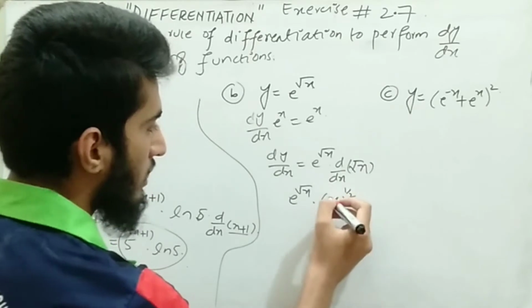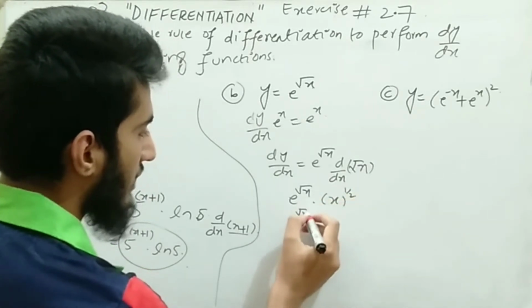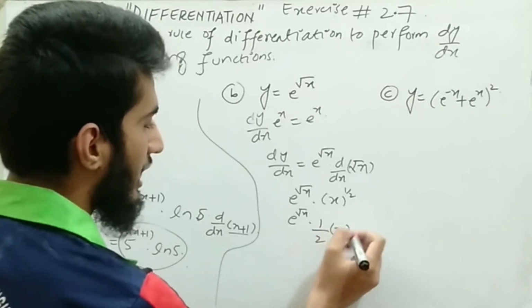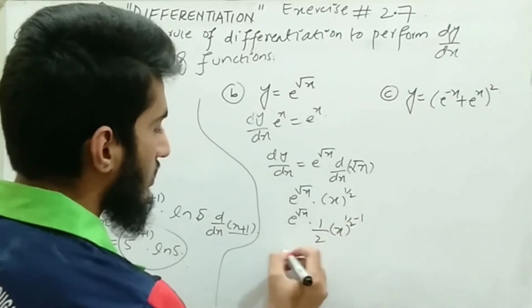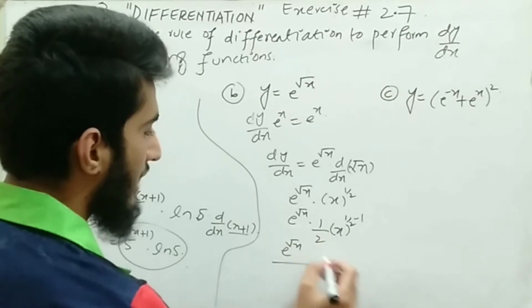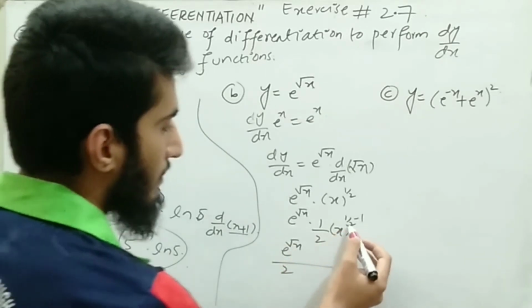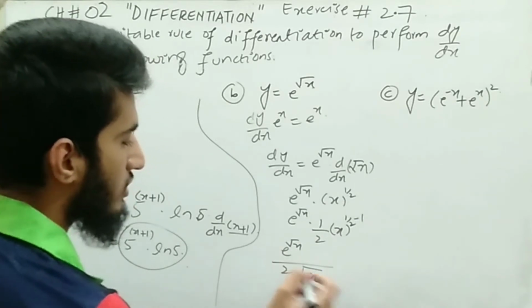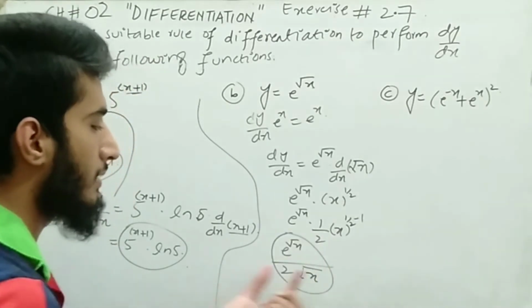Now differentiate this function. The power will come to the front according to the generalized power rule of differentiation, and we will subtract 1 from the power. So it becomes e power root x divided by 2, and this becomes x power minus 1 over 2. By moving to the denominator it becomes root x. So the result will be e power root x divided by 2 root x.